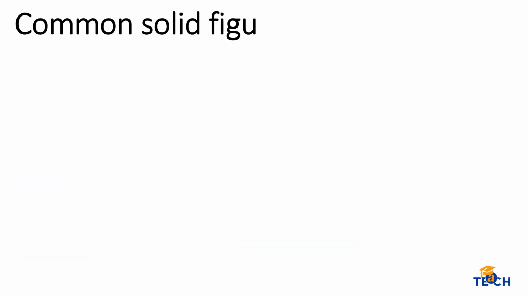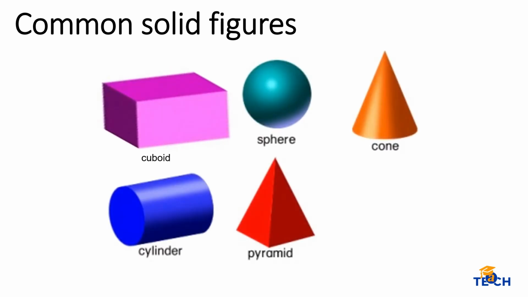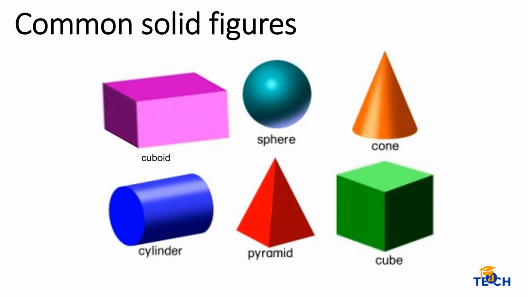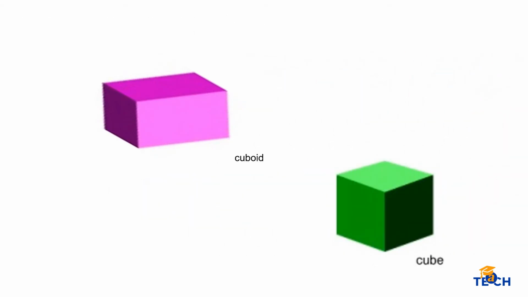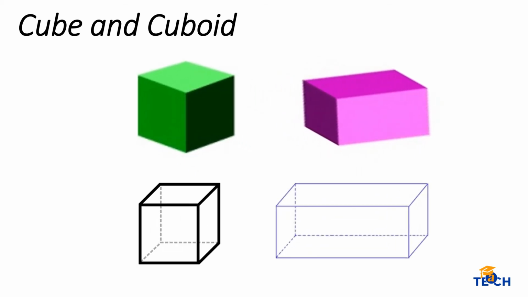Let us know more about the common figures. We have here a cuboid, sphere, cone, cylinder, pyramid, and a cube. Let us begin with the cube and cuboid. A cube and a cuboid has a flat surface called a face. The one where two faces meet at a line is called an edge. Three or more edges meet at a point called vertex.